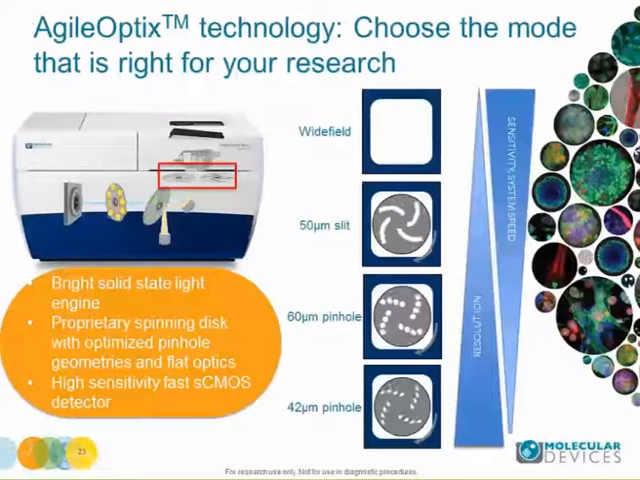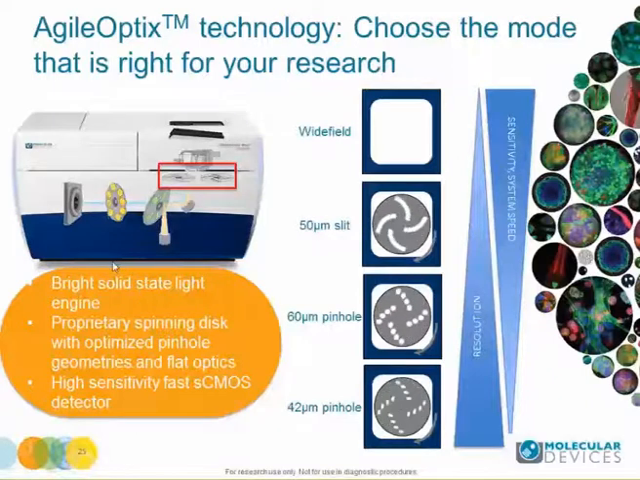On the confocal side, we deployed something called Agile Optics technology that allows you to choose the mode that's right for your research. It includes a bright solid-state light engine, so that allows you to get enough light to the sample to be able to do confocal imaging either in 2D or 3D. We use a proprietary spinning disk technology, which I'll talk about in a minute, that has a variety of geometries to optimize your detector, your ATS platform for the biology you're going to be looking at, and a high sensitivity CMOS for keeping up the sensitivity.